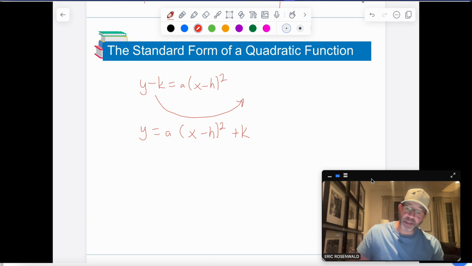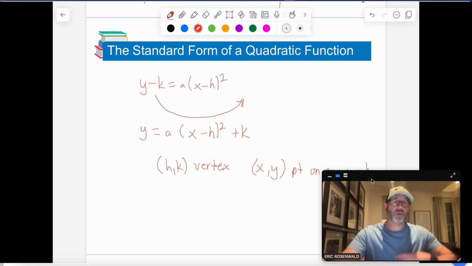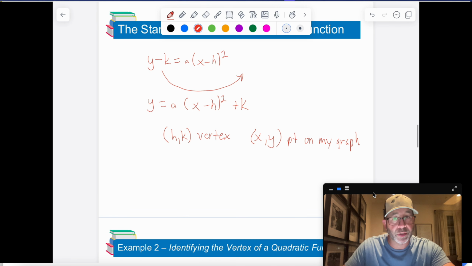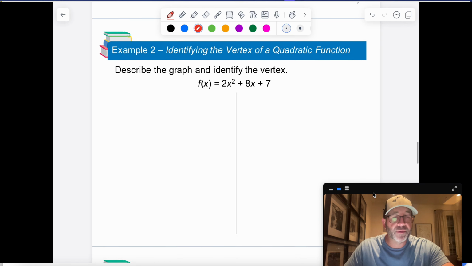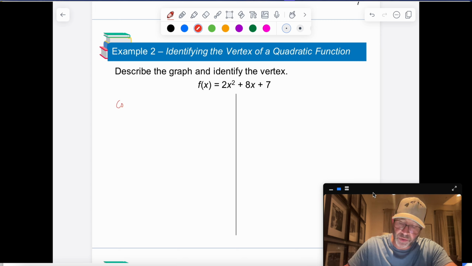And when we look at this, h and k are my vertex. X and y are a coordinate. It's a point on my graph. It's an actual point that's on the graph when we're doing this. So how do we identify the vertex of a quadratic function? There are two ways that we can actually do this. The first way is by completing the square.